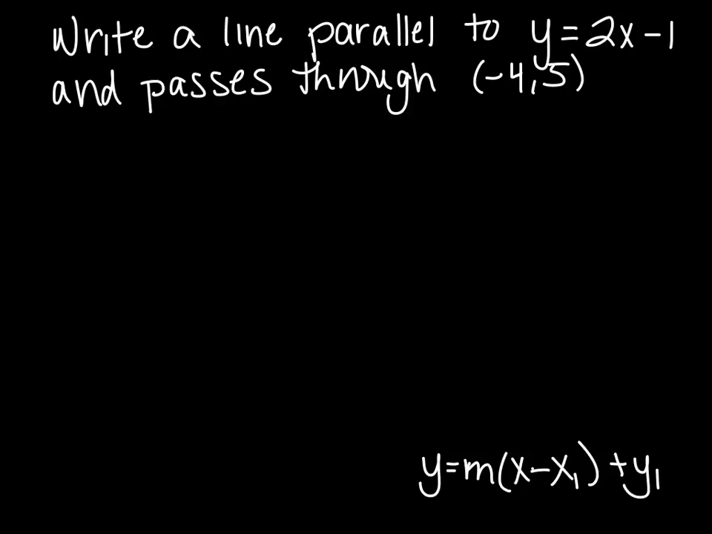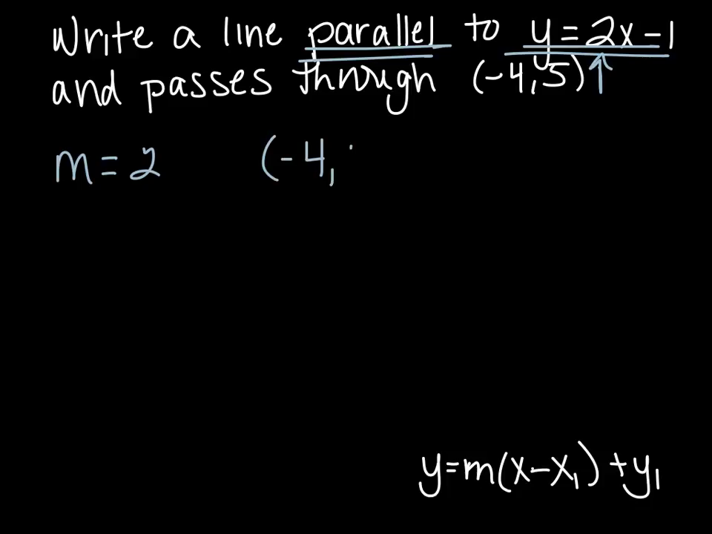We're going to write equations of a line given different things. So this first one, write a line that is parallel to this. So I'm going to focus on the slope of that equation, which is 2. If I need something parallel to that, I need the exact same slope. And it passes through (-4, 5).